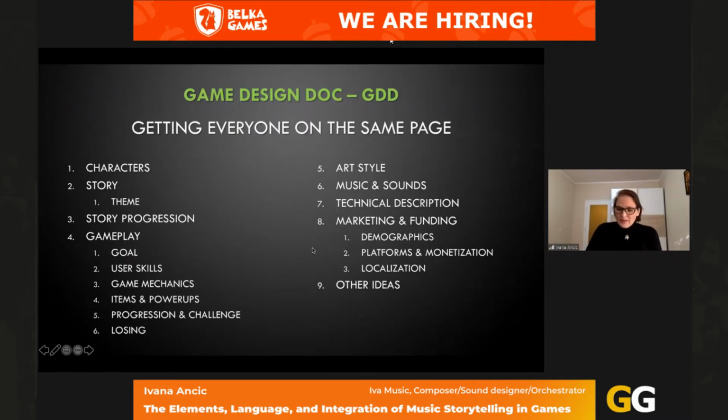So how do we start working together as a team? By getting everyone on the same page. The most important thing is to create a game design document, the so-called GDD, which contains all the information about the game for all the departments: art, music, and all other departments.